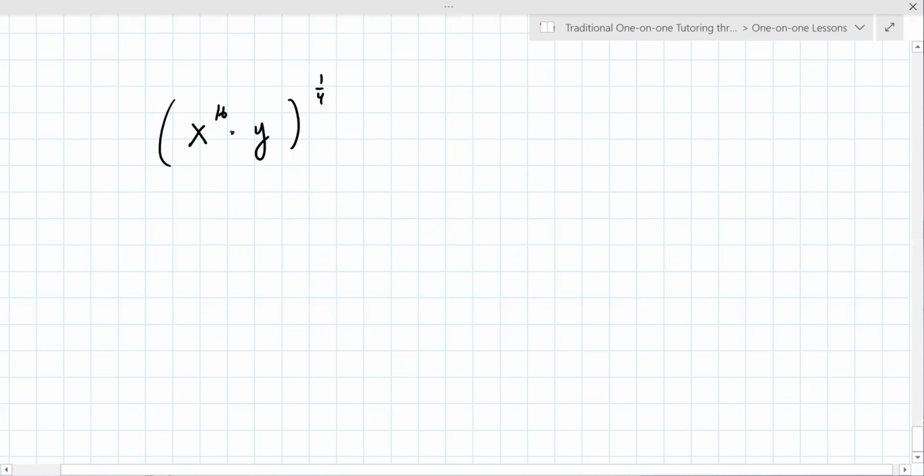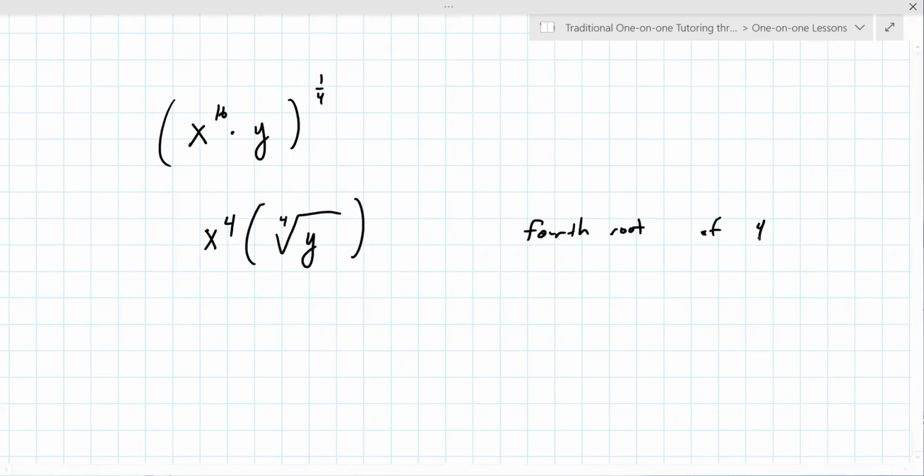Okay, so I got x to the 4th power and in parentheses y to the 4th root. I don't know how to say it. We would read this as the 4th root of 4. But that's not important. This isn't an oral math class. Did you write it down, or did you check the box? That's what I wrote down. Perfect. Do you want another one like this, or do you feel like you understand that? Yeah, I think I got that one.